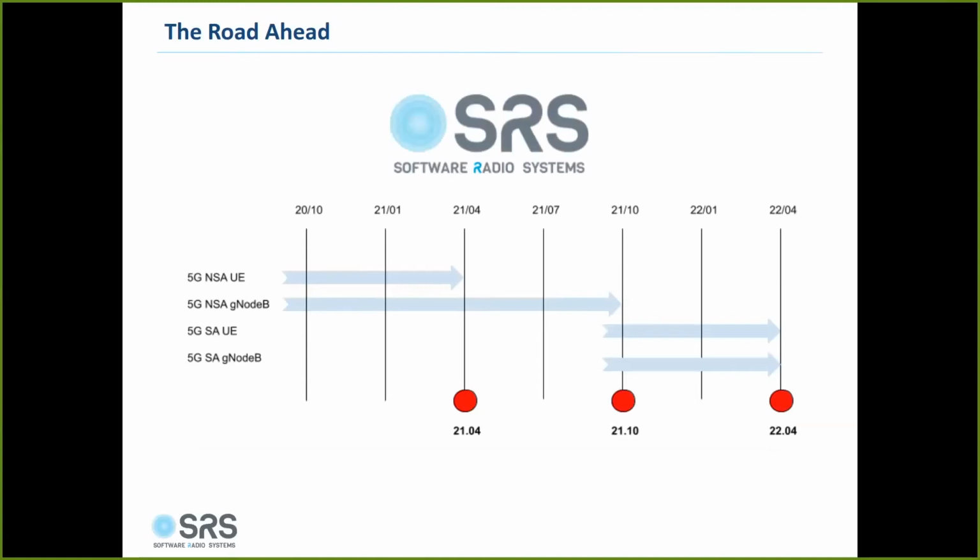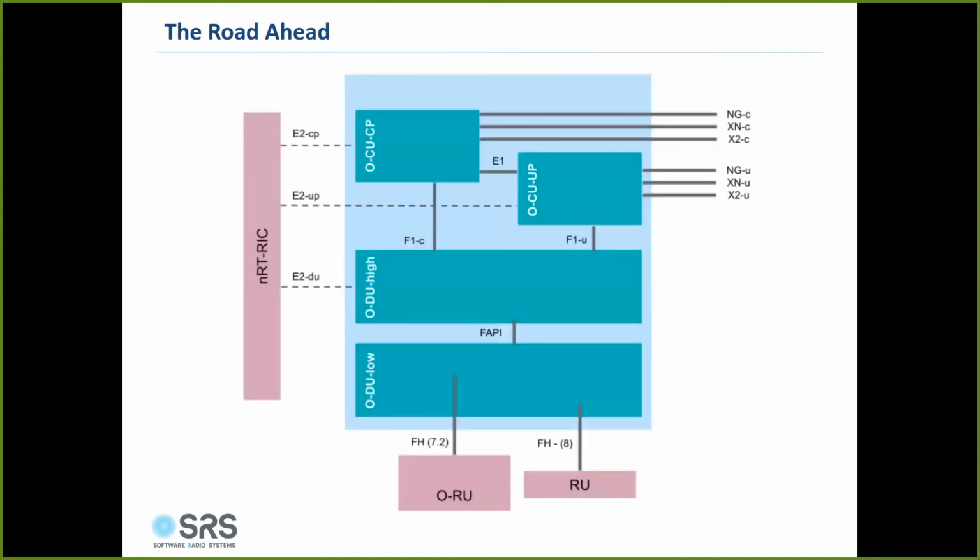So looking at the road ahead, as I said, we're very focused on standalone mode implementations of both the UE and the G-Node-B right now. The previous presenter highlighted the O-RAN Alliance architecture, and that's something that we're embracing for our standalone G-Node-B implementation. This is a high-level view of the architecture we're taking for our G-Node-B. Within this diagram, the items highlighted in blue are within our scope, and then the external interfaces are third-party solutions that we'll be compatible with.